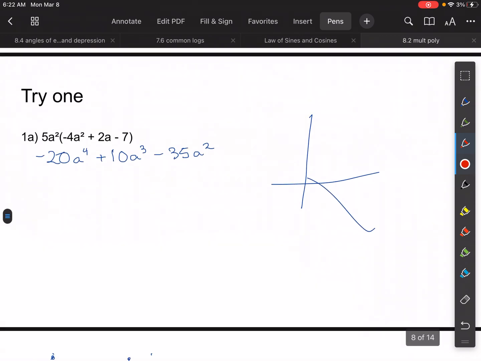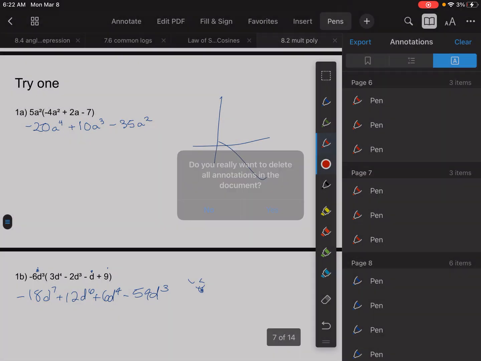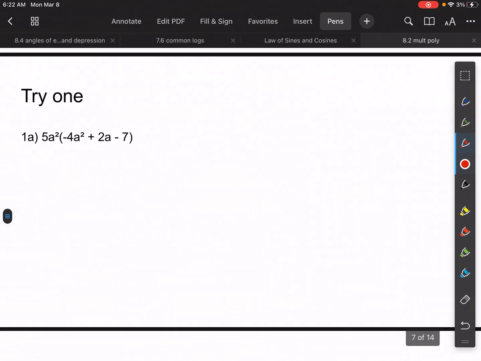Okay, so, I guess I didn't clear these annotations from the last time I did this. Okay, so let's try one. So for 1a here, I would encourage you to do this one on your own, but let's break it down here. So this would be negative 20a to the 4th plus 10a to the 3rd minus 35a squared. Remember I'm just multiplying the numbers together, adding the exponents that are like terms.